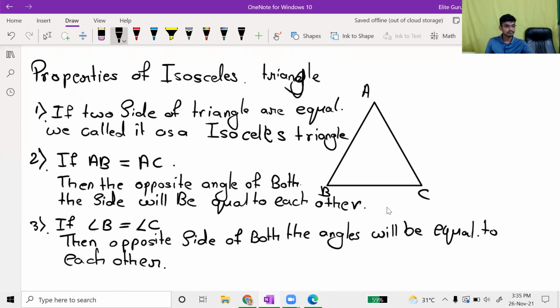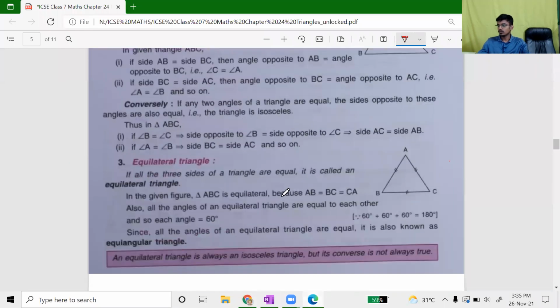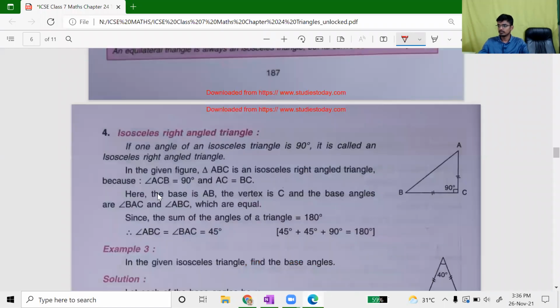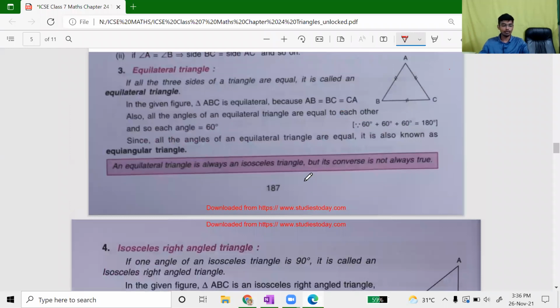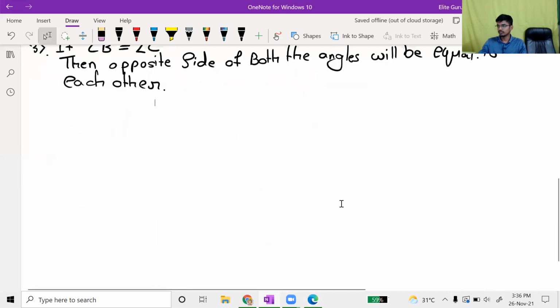Sir, then finish. Joshua. Yes, sir. Okay. Now next is equilateral triangle. Equilateral, it is simple. Now tell me, all the three sides are equal. If all the three sides are equal, then all the three angles will also be the same. See, now one thing I will tell you.